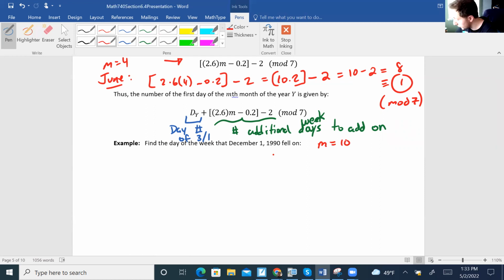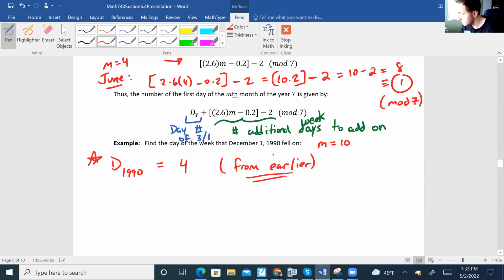And we just figured out earlier, we know D sub 1990 from an earlier problem happened to fall on day number 4. It was a Thursday. So we're going to need to use that fact. This is from earlier. If you hadn't done the earlier problem, you'd have to compute this first.